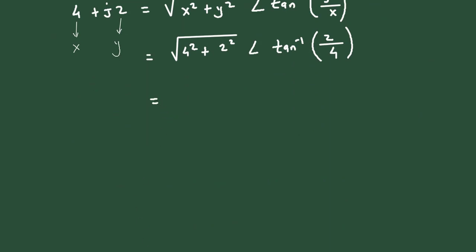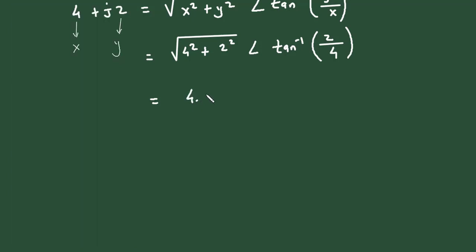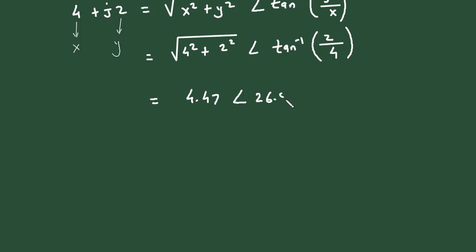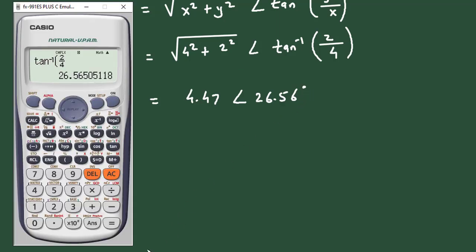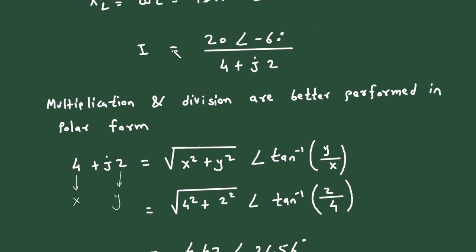If we solve this, it will be under root of 4 square plus 2 square, so it is 4.47 at an angle tan inverse of 2 by 4, so it is 26.56 degree. Now we can substitute it here. So let's copy this directly.